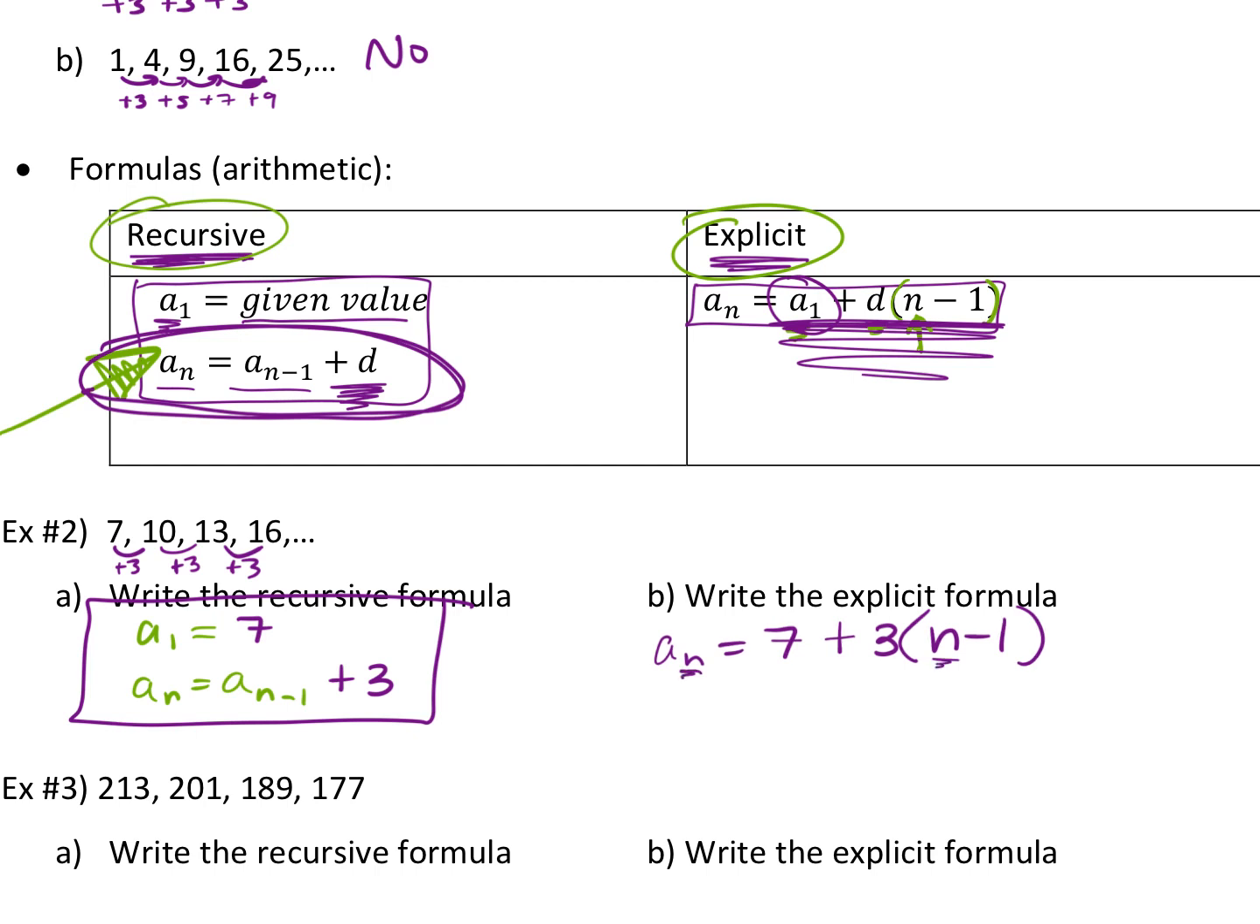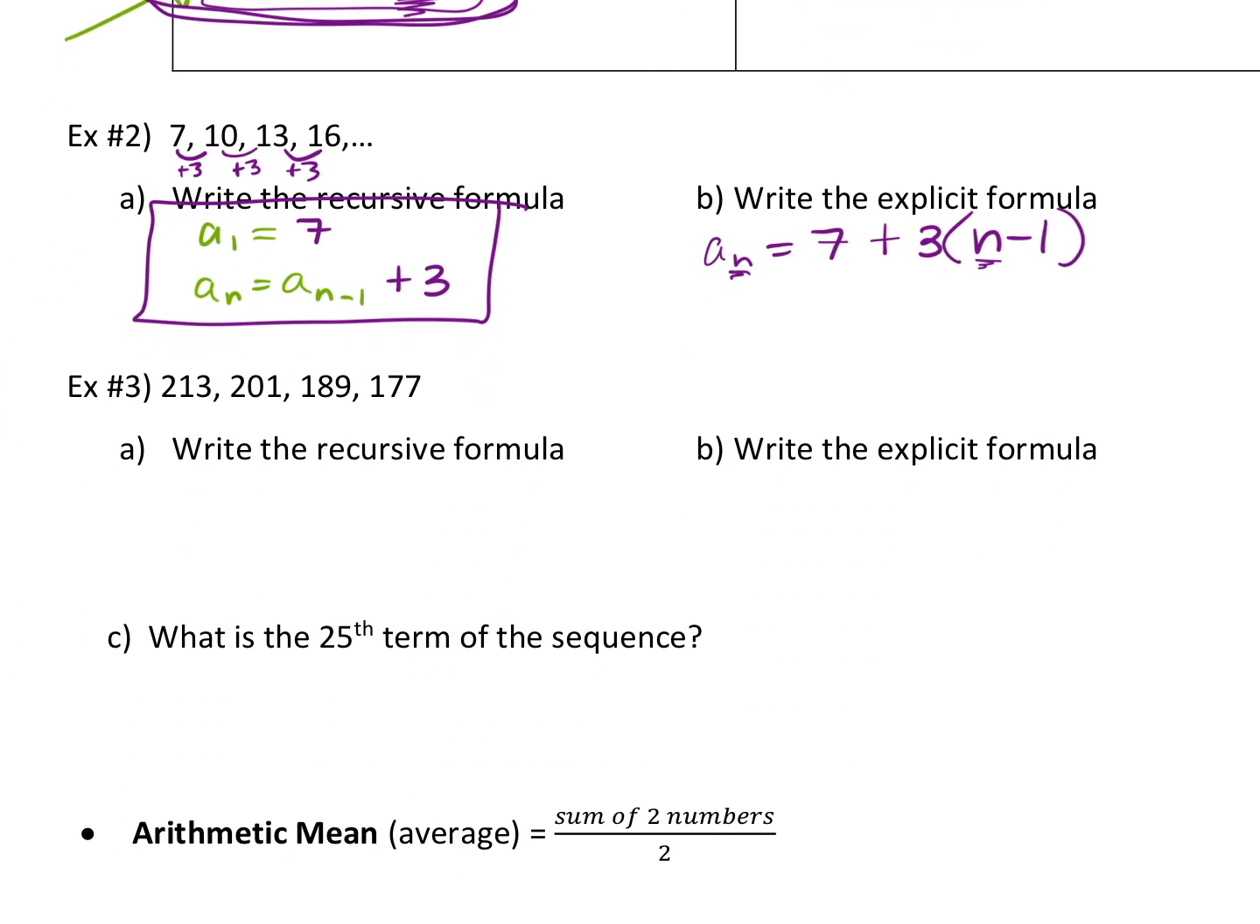When they say find the 18th term, then plug in 18. But when they ask for the formula, leave n as n. All right? Okay, look at this set. What is happening from one to the next? You're subtracting 12. It's minus 12.